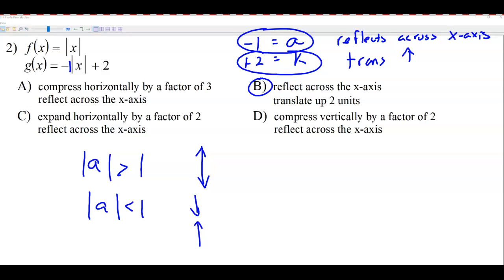It's 1. Is that greater than 1? Is it less than 1? So we don't have any stretch at all. There's no stretch or compression. It just reflected it. Yep. So there you go. So it's B. B is the answer.